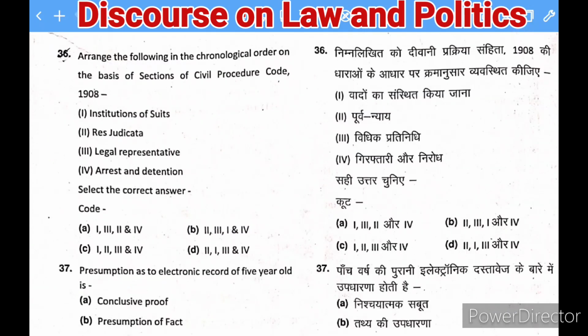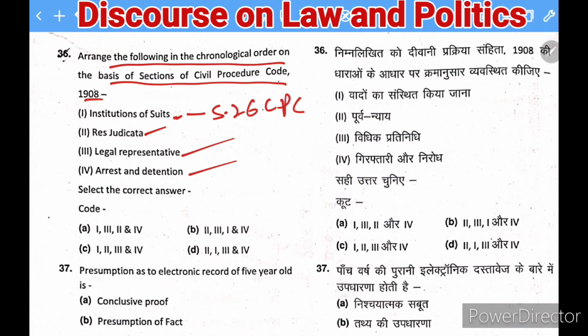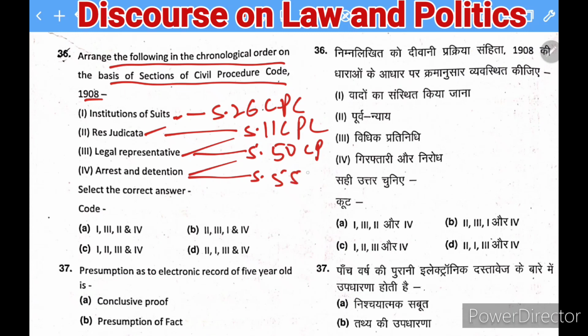Now let's see the next question. Arrange the following in chronological order on the basis of the sections of the CPC and the provisions given: institution of suits, res judicata, legal representative, arrest and detention. Now we have to arrange them in chronological order, that means which comes first and which comes last. So let's see. Institution of suit is in section 26 of the CPC. Res judicata is in section 11 of the CPC. Legal representative is in section 50 of the CPC. And arrest and detention is in section 55 of the CPC.